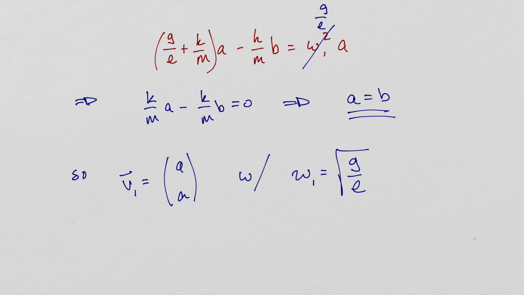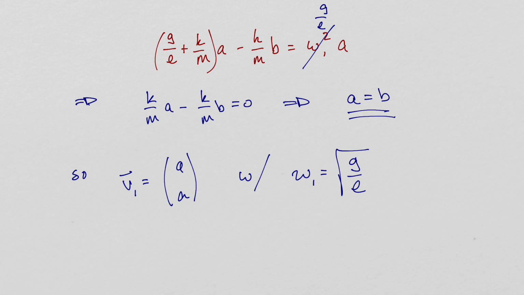And again, and this happens so often in these eigenvalue problems, after all of this algebra, I get something simple like A equals B. And so what this tells me is that for omega 1 equals square root g over L, the x1 and x2, which are the top and bottom entries in this vector, must be equal to each other. They both are equal to A.